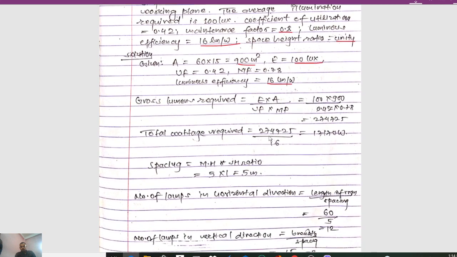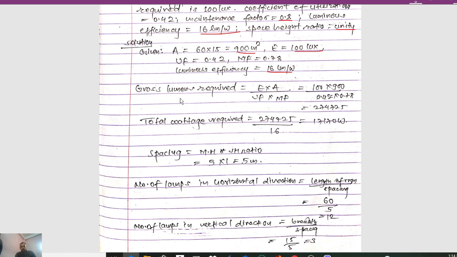So with the given data, we'll first calculate the gross lumen required. To calculate the gross lumen required, we have the formula as E into A upon UF into MF. All the parameters are given here. On substituting all the parameters, we'll get 274725, which means gross lumen required will be this.